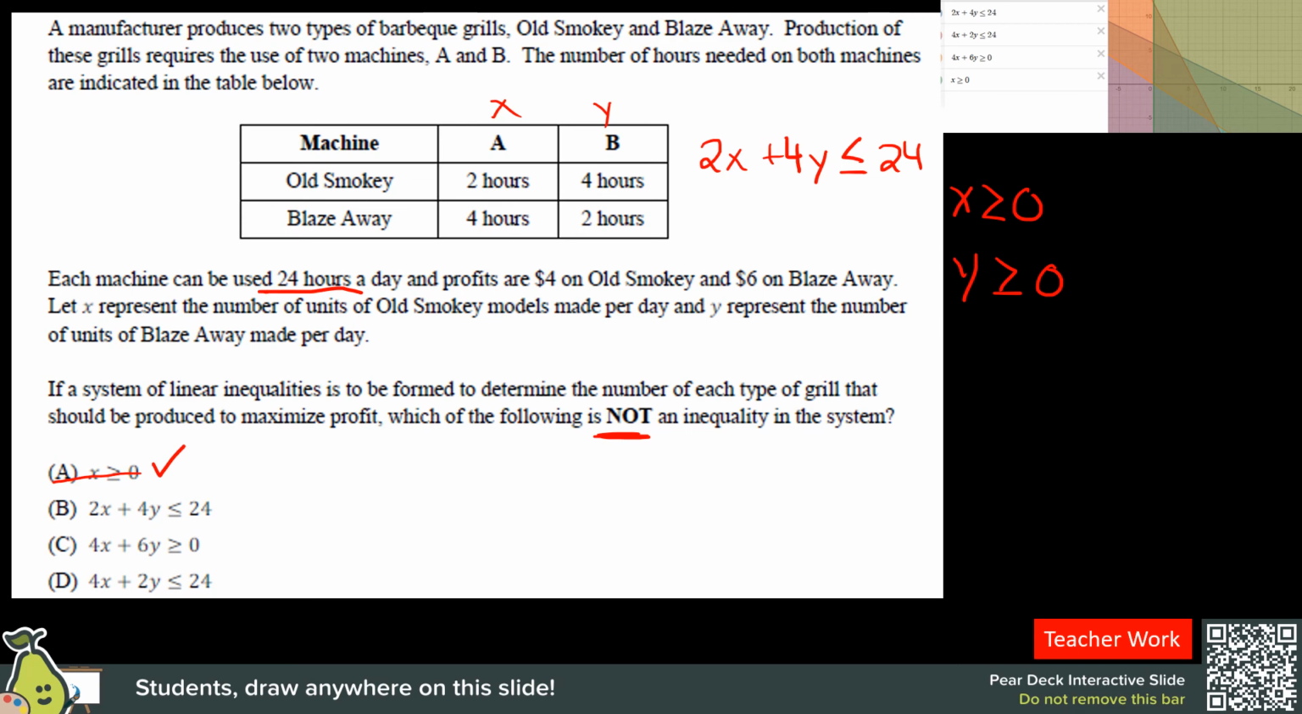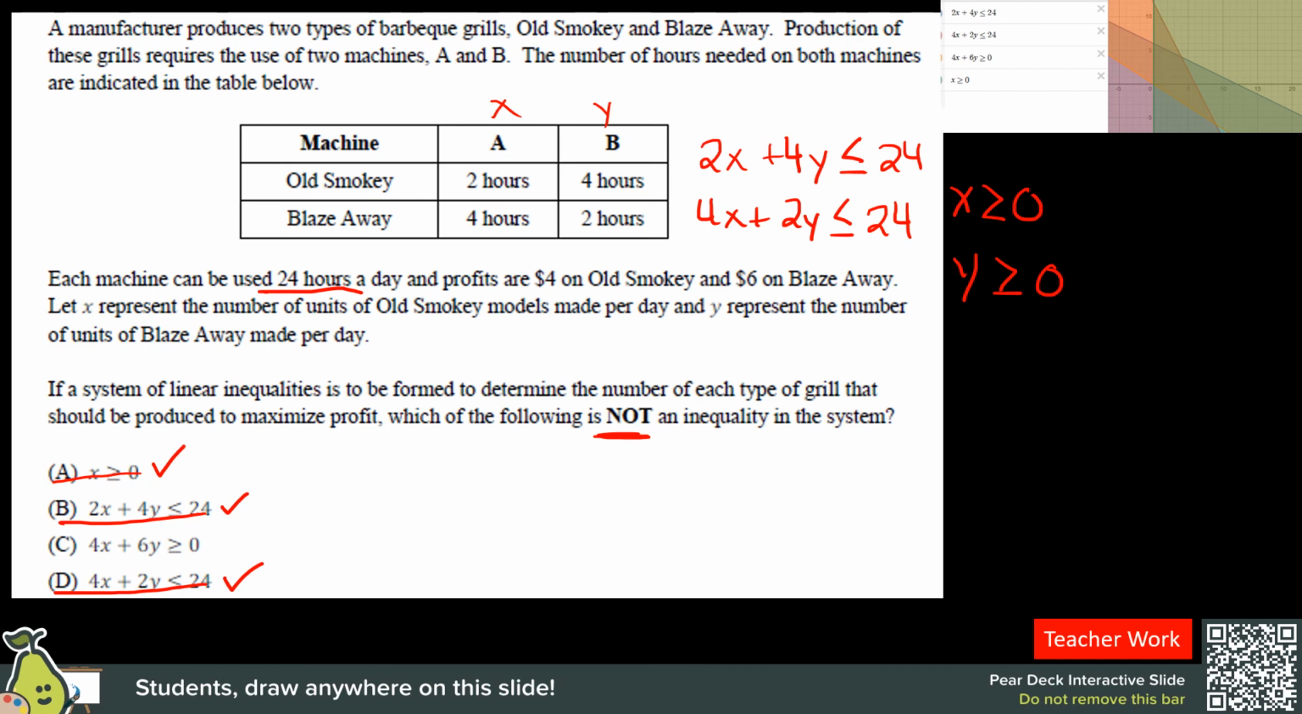For the other machine, well, that would be the other way. It would be 4x plus 2y is less than or equal to 24. So these two equations make up this scenario here. Because this one is true and this one is true, we can cross these two out.